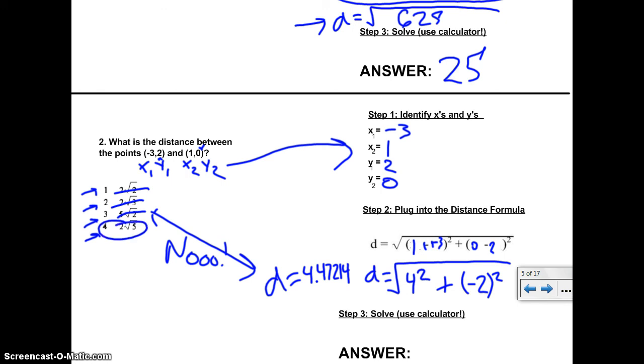So, sometimes they're going to ask you to simplify. If it's a multiple choice question, you can do it just like this and you'll be fine. So your actual answer is 2 root 5. But for multiple choice purposes, you can do it just like this and you'll be fine.